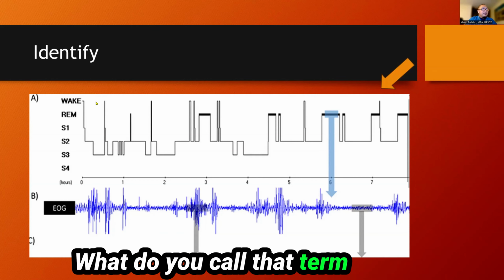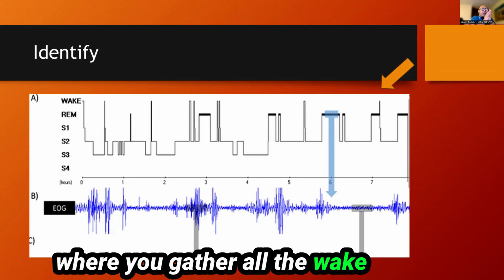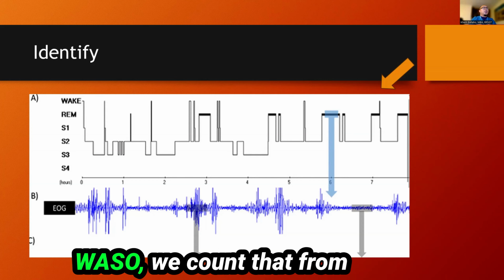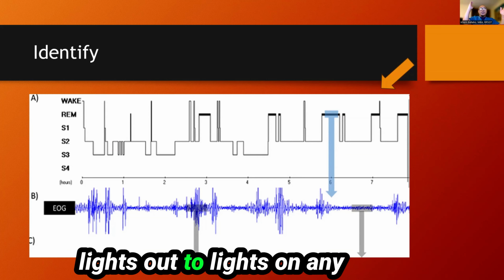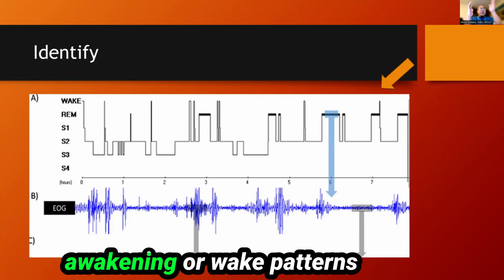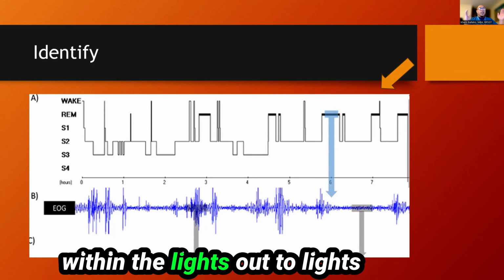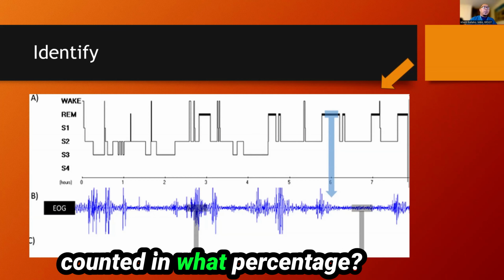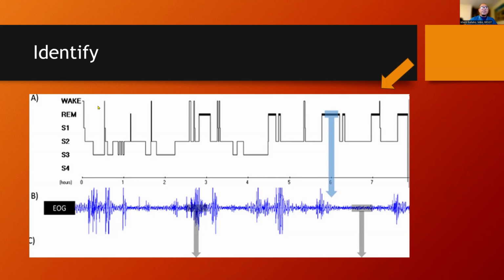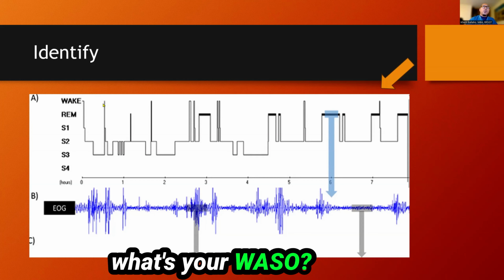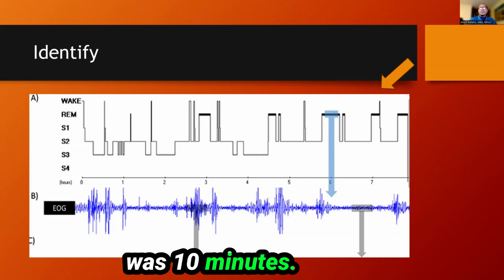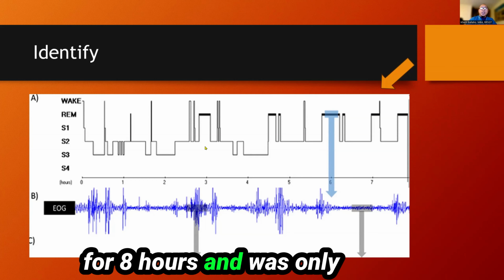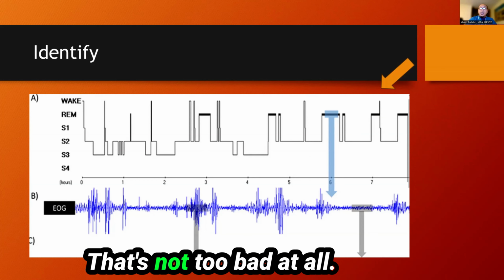What do you call that term where you gather all the wake? Very good. Wake after sleep onset, WASO. We count that from lights out to lights on. Any awakening or wake patterns within lights out to lights on is part of the WASO, which is counted in what? Percentage, minutes? Minutes. So you say, oh, it was 10 minutes. Okay, so that's not bad because this patient slept for 8 hours and was only really awake 10 minutes. That's not too bad at all.